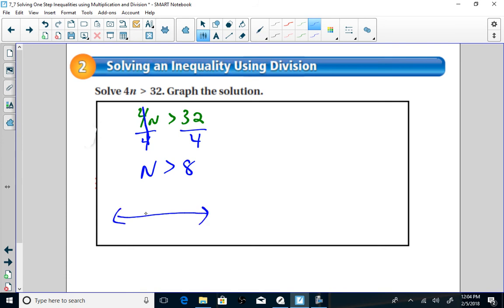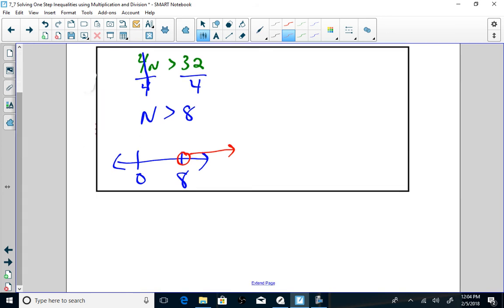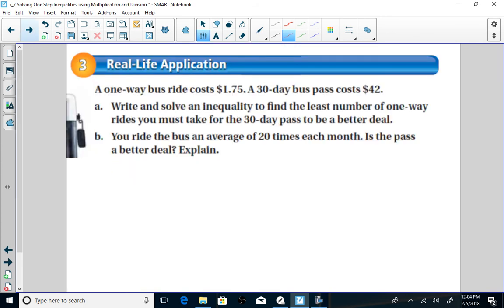I graph that solution. I locate 0. 8 is to the right of 0 on the number line. It's an open circle because it's a greater than sign. And because the inequality is written correctly, the direction of my inequality symbol is going to be the direction of my solutions. Well, let's check it. We're saying anything to the right of 8 on the number line is a solution. So let's try 10. 10 is to the right of 8 on the number line. Is 4 times 10 more than 32? Yes, it is. So I just want to check those solutions and make sure that your solution is going to make sense.